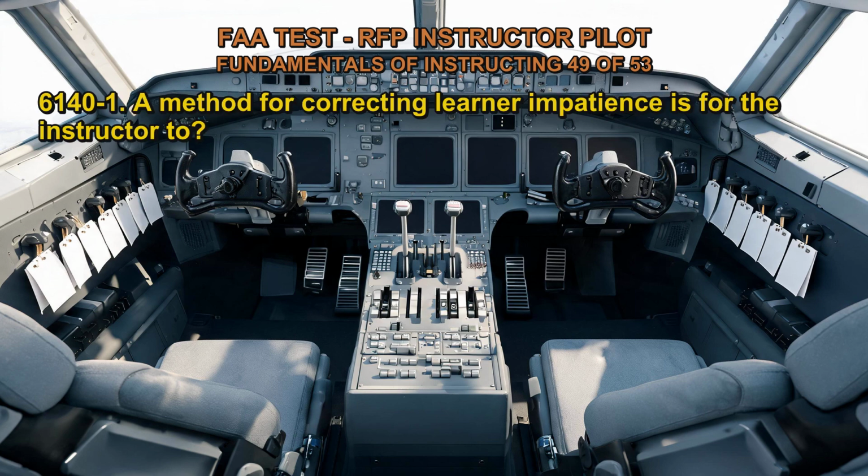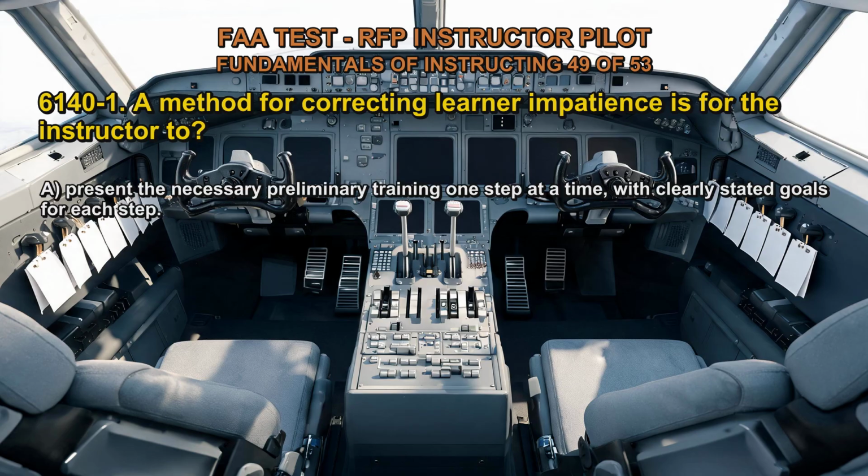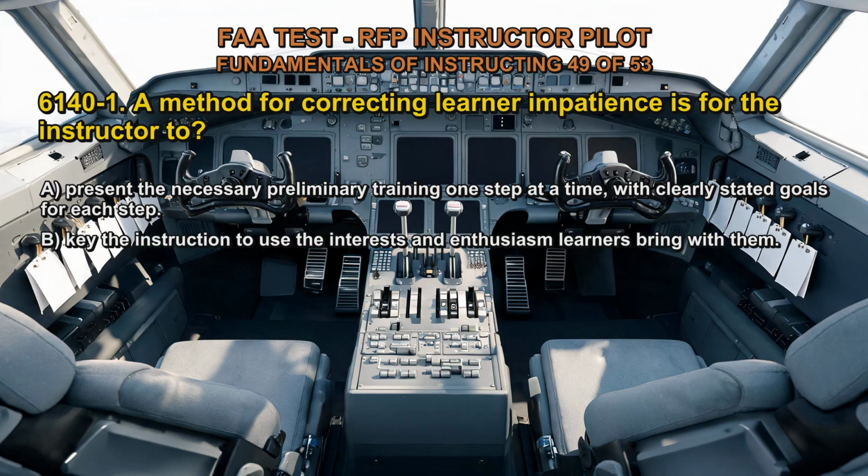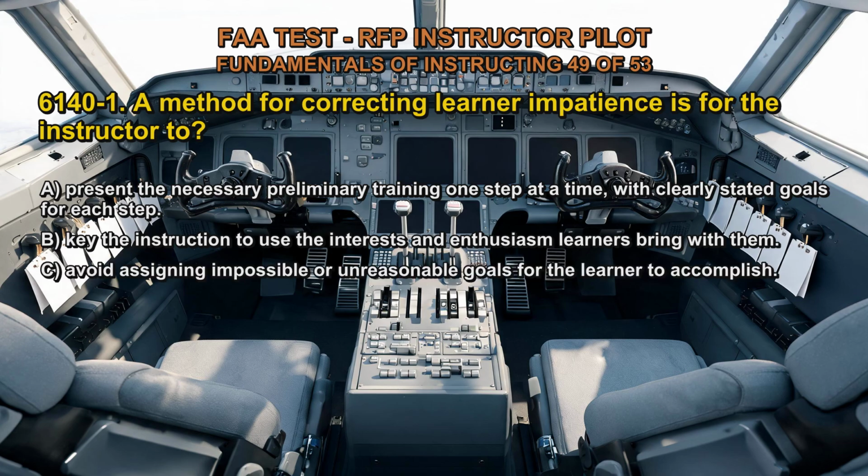Q6140-1. A method for correcting learner impatience is for the instructor to: A. Present the necessary preliminary training one step at a time, with clearly stated goals for each step. B. Key the instruction to use the interests and enthusiasm learners bring with them. C. Avoid assigning impossible or unreasonable goals for the learner to accomplish.